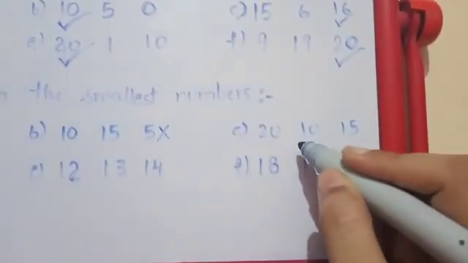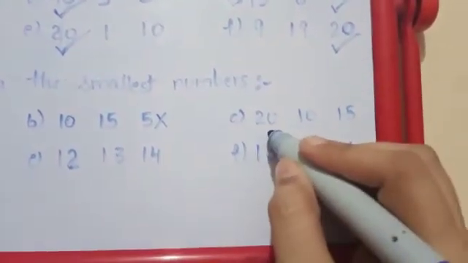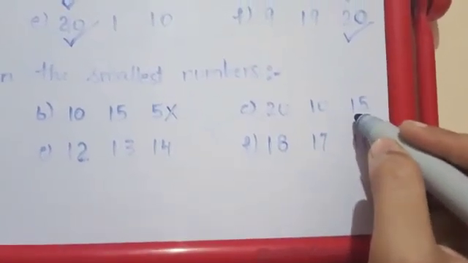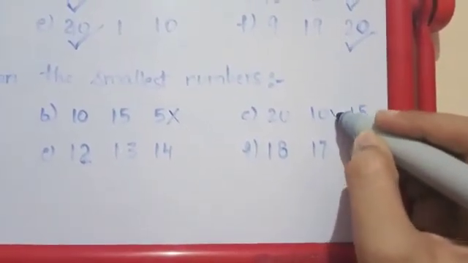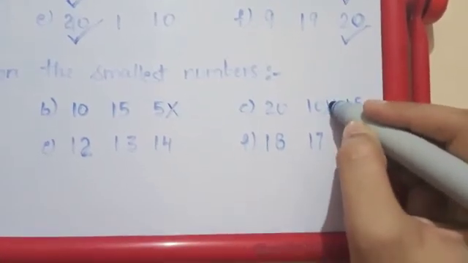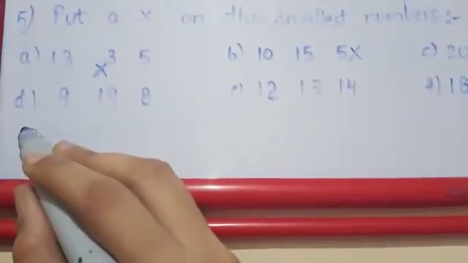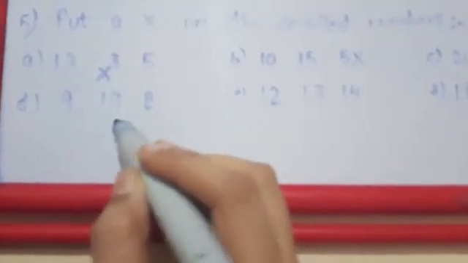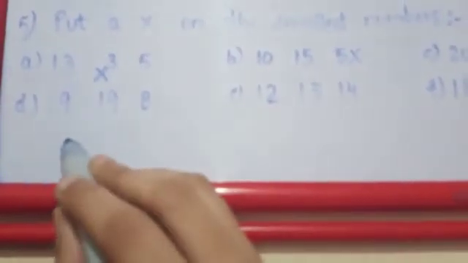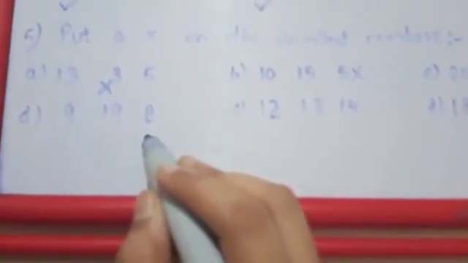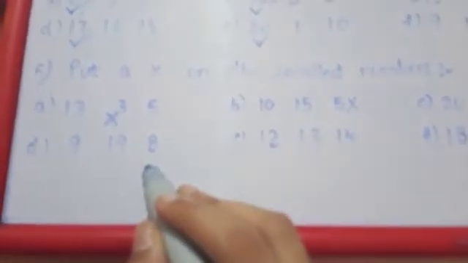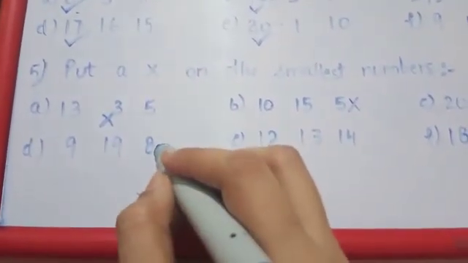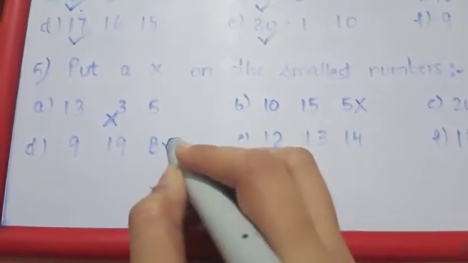Now come on the part C. 20, 10 and 15. Which is the smallest number? Yes, 10 is the smallest number. So we will put cross on 10. Now come on part D. 9, 19, 8. Which is the smallest number? Yes, 8 is the smallest number. So we will put cross in it.